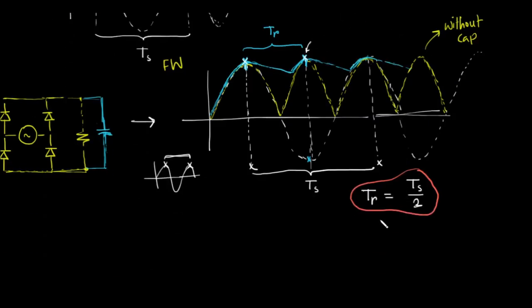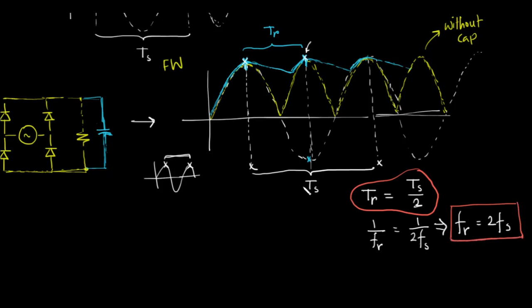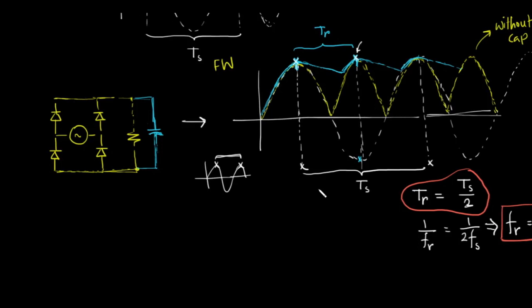Well, we know the relation between time period and frequency is the inverse. So let me write that. TR we can write as 1 by FR, where FR means the frequency of the ripple, and TS we can write as 1 by FS, where FS is the frequency of the signal. From this we can write FR equals 2 FS. So the frequency of the ripple is actually twice the frequency of the signal. Except this, everything is the same as in the case of a half wave rectifier.